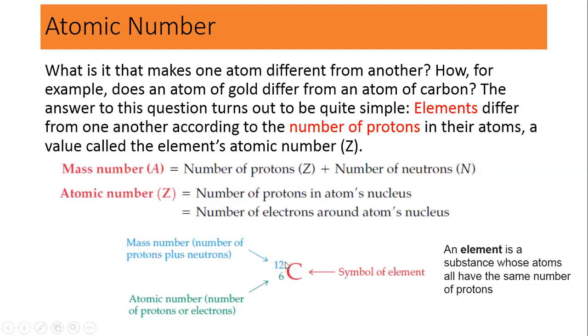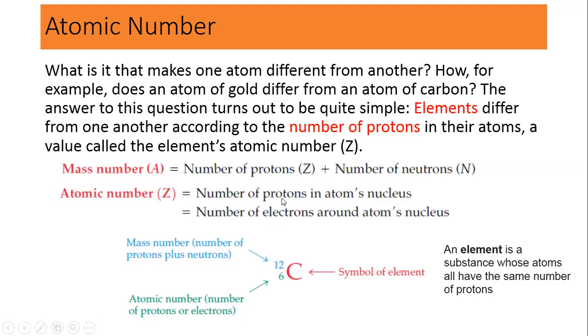In the upper portion is the number of protons and neutrons, and it is called the mass number. So this is the atomic number, and this is the mass number. Only protons contribute to the atomic number, while in the mass number, both protons and neutrons contribute. So here is the simple formula: mass number is the number of protons plus the number of neutrons, and atomic number is the number of protons in the atom's nucleus.